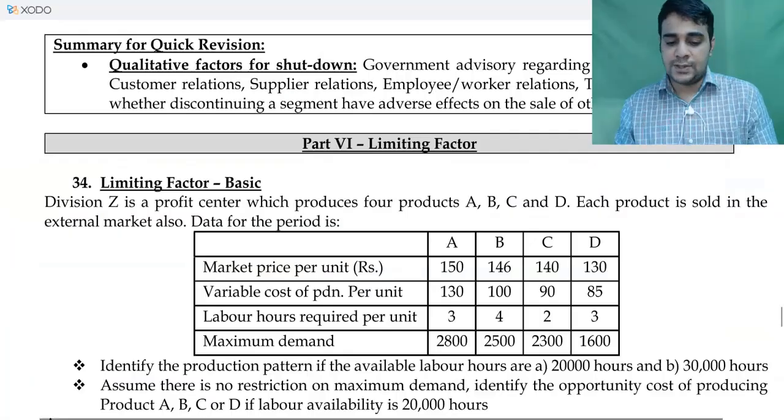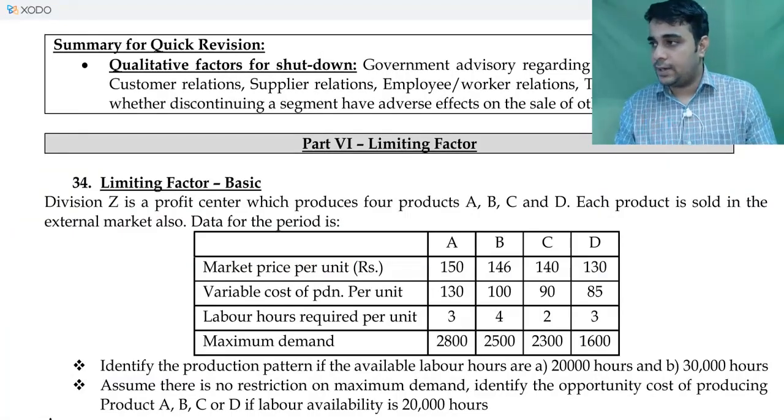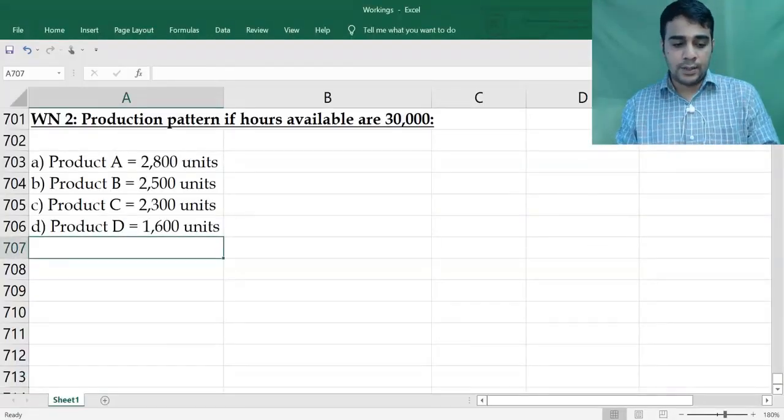Sometimes the question will also ask you to calculate the profit. Here profit is not asked, only the production pattern has been asked. So we have written the production pattern. Working note 3.